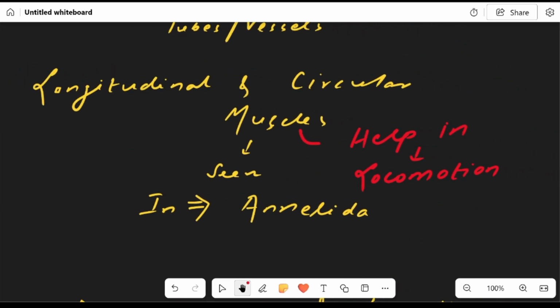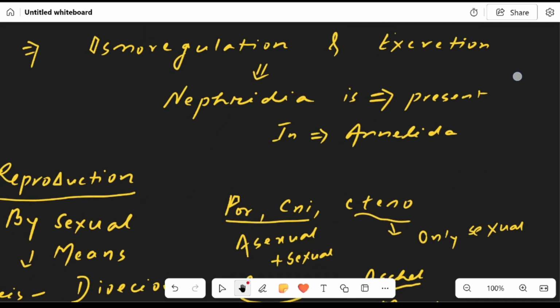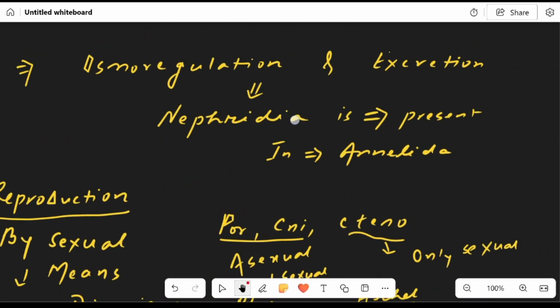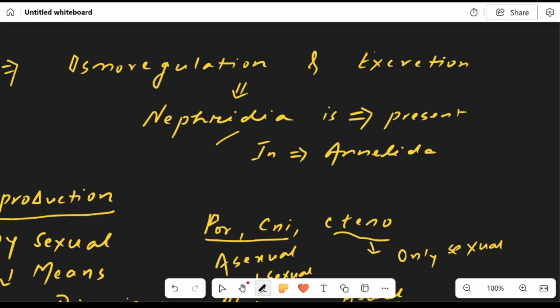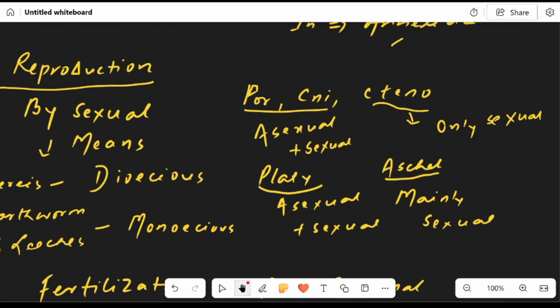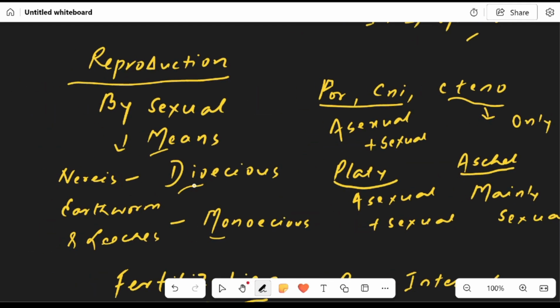For the first time, we find here longitudinal and circular muscles that help in locomotion, and it's seen first time in Annelida. For osmoregulation and excretion, we have nephridia here, seen in Annelida. Reproduction here is bisexual. In Nereis they are dioecious, that means the male and female are separate, while in earthworm and leeches it's monoecious, that means both the parts are found in the same organism.